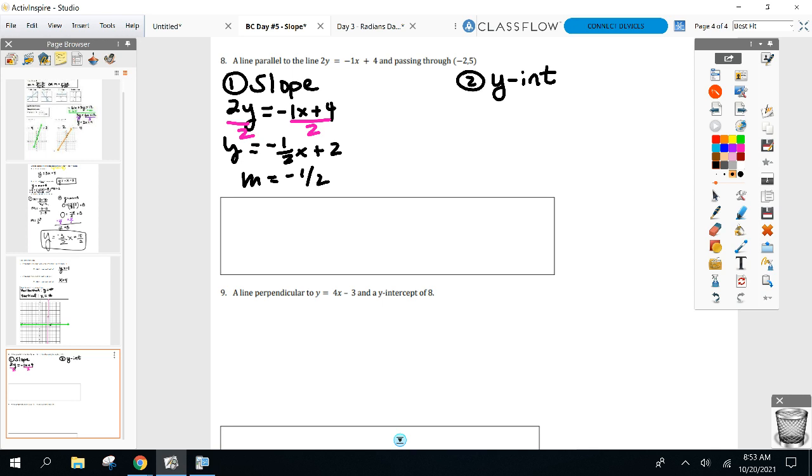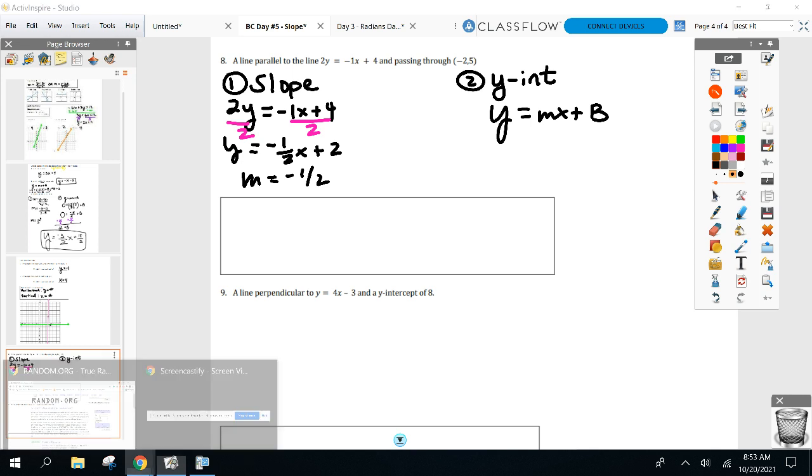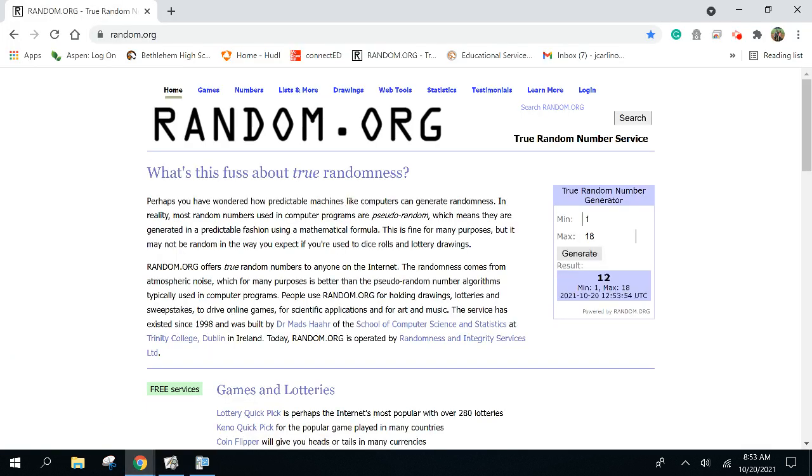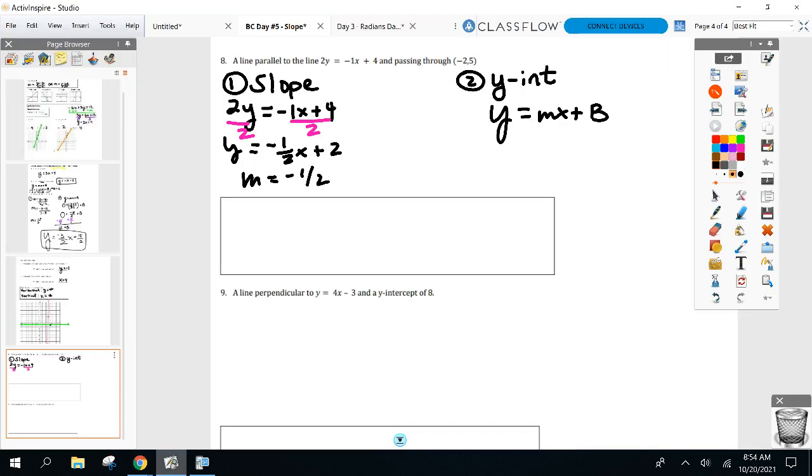Y-intercept, we've done this already. How do I find the b value? I'm given a point on the line. Use y equals mx plus b to find the y-intercept. All right, talk to me. Tell me what to plug in here. Put in negative 2 and 5. What do you want me to plug in for y? 5. Slope? Negative 1/2.